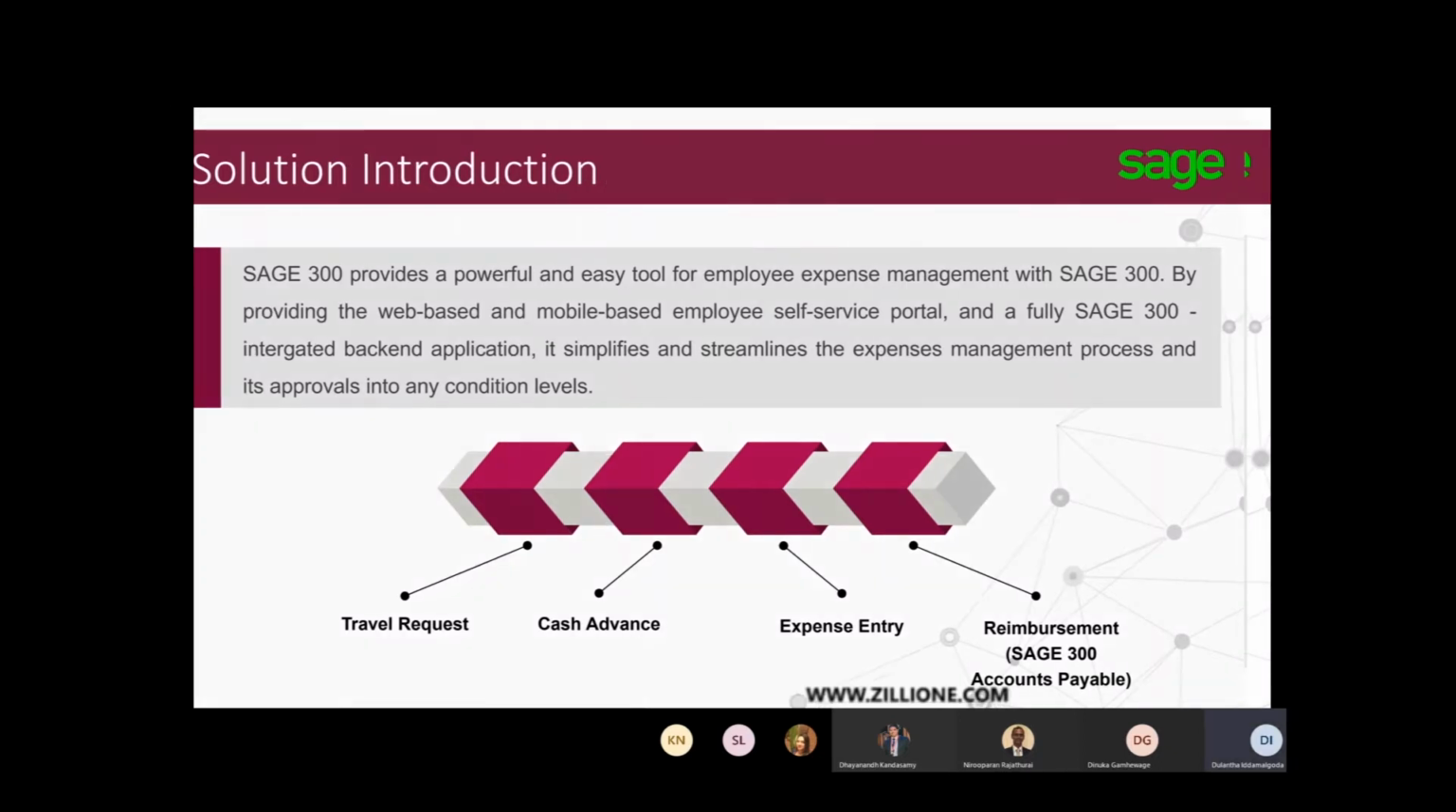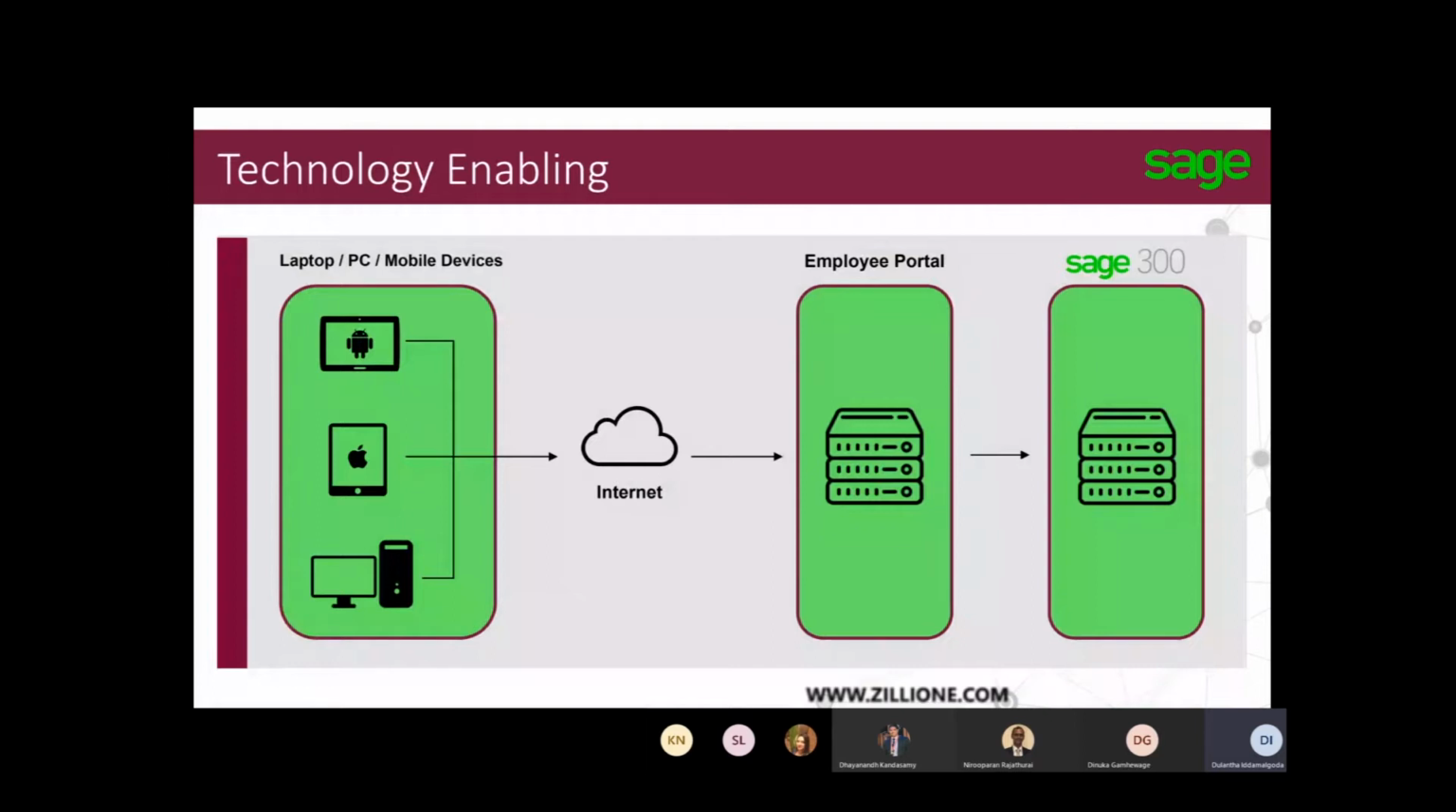So this is the technology enabling concept. The solution can be accessed on mobile, tablet, and PC, and it supports operating systems such as Android and iOS. It has a separate employee portal, and the employee portal data is connected with the Sage 300 ERP in the backend as well.